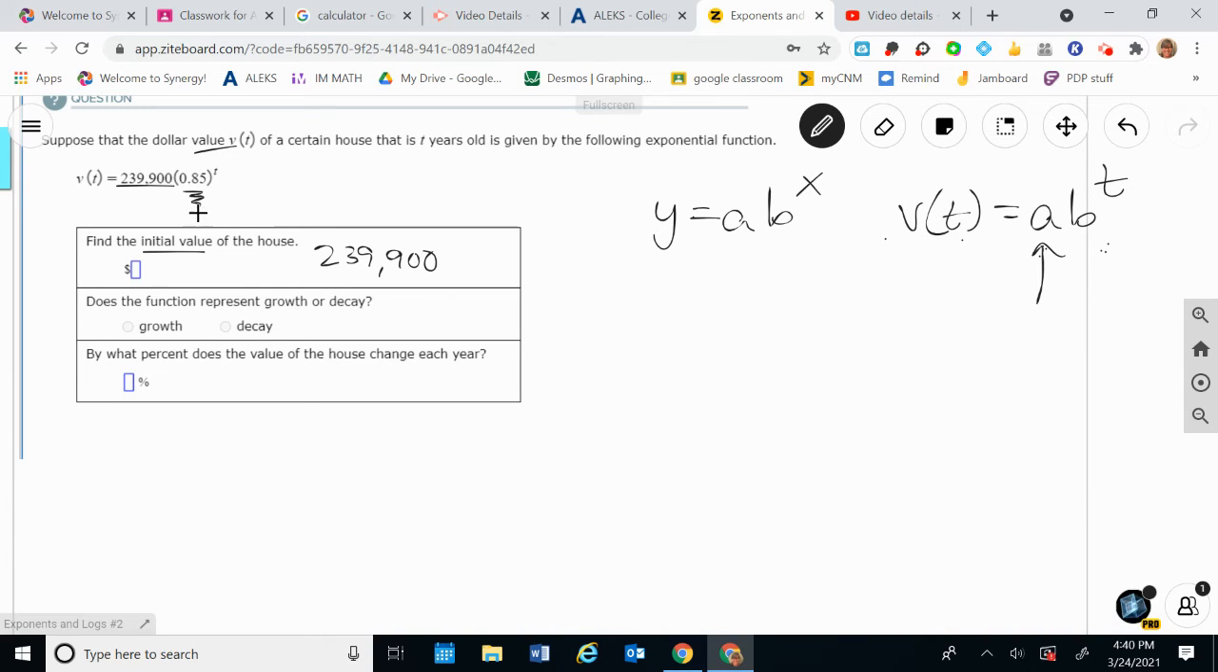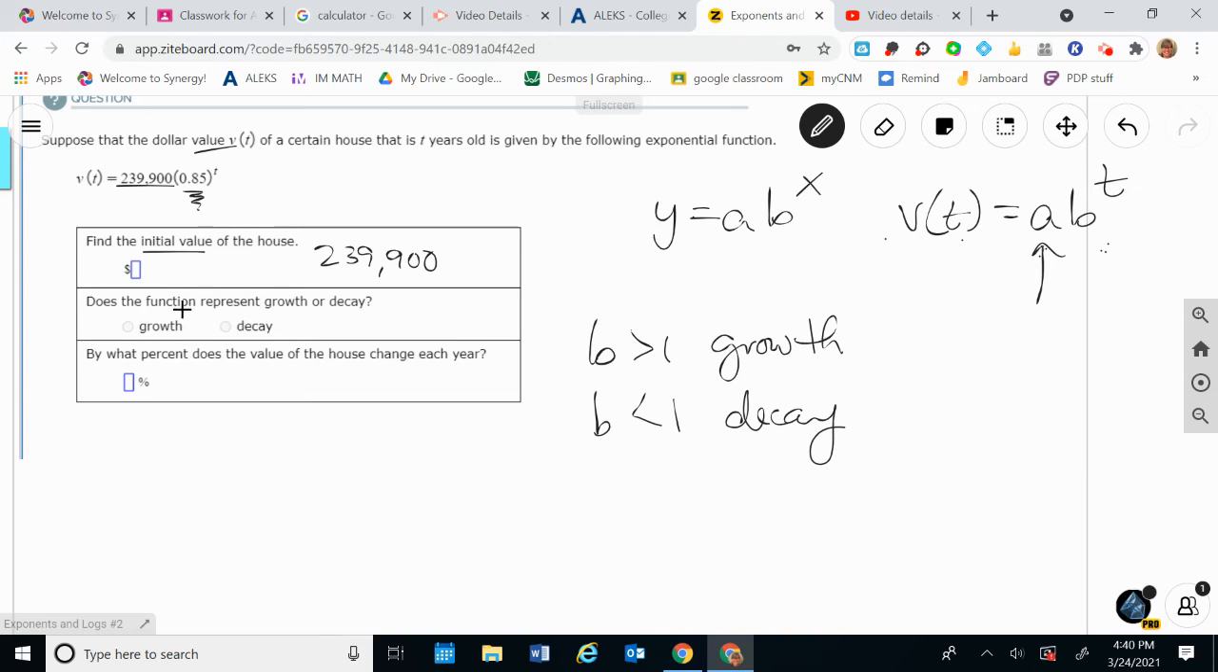Does the function represent growth or decay? Okay, take a look at this. Do you see how it's less than 1? Okay, that means it is shrinking. So if the base is greater than 1, it's going to be growth because we're increasing. If B is less than 1, it is decay. And it makes no sense for it to be equal to 1 because then it's just the initial amount and it stays the same.